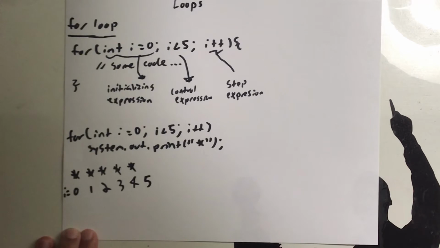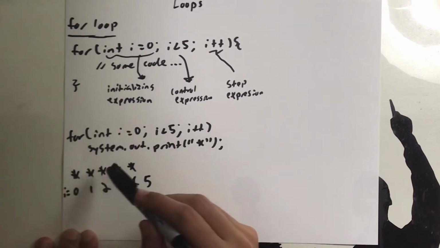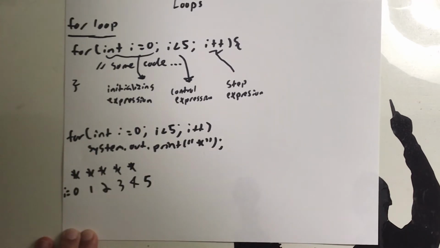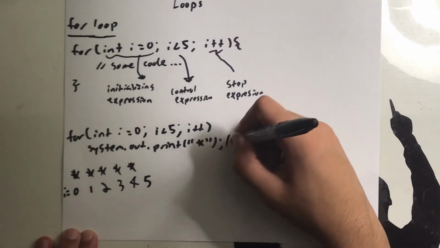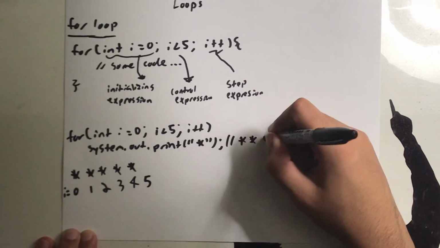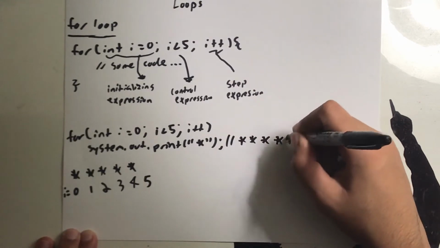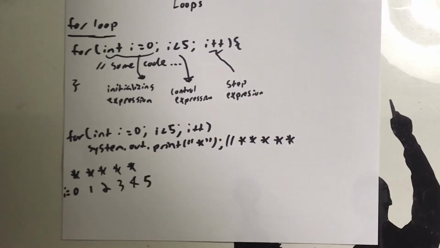So how many stars get printed? 1, 2, 3, 4, 5. So 5 stars get printed. So your answer would be 1, 2, 3, 4, 5. Sometimes your answer choices will be like, what gets printed, and it'll be that. Or sometimes it'll be how many stars get printed in this for loop, and your answer would be 5.